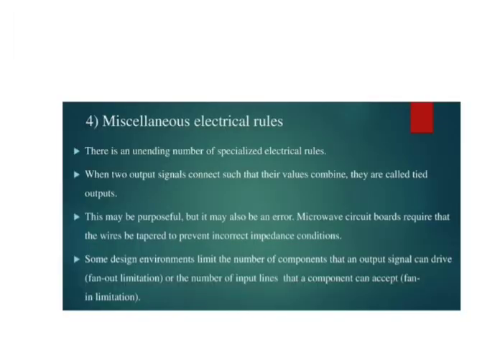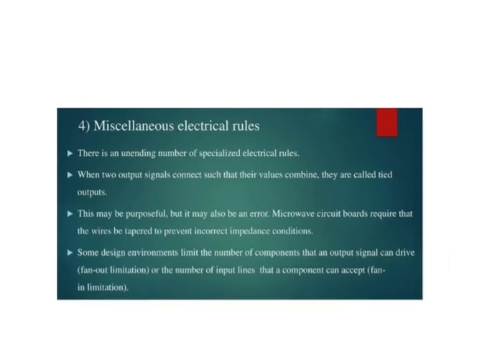And the last is miscellaneous electrical rules. So there is an unending number of specialized electrical rules. When two output signals connect such that their values combine, they are called tied outputs. This may be purposeful, but it may also be an error. Microwave circuit boards require that the wires be tapered to prevent incorrect impedance conditions. Some design environments limit the number of components that an output signal can drive, or the number of input lines that a component can accept, that is, fan-in limitation.